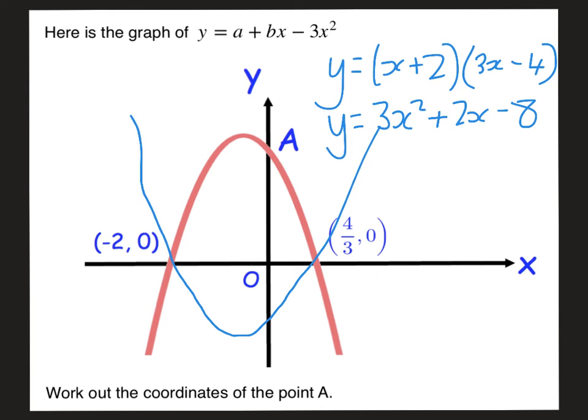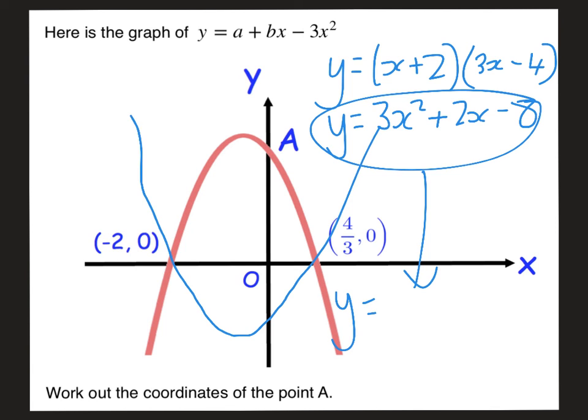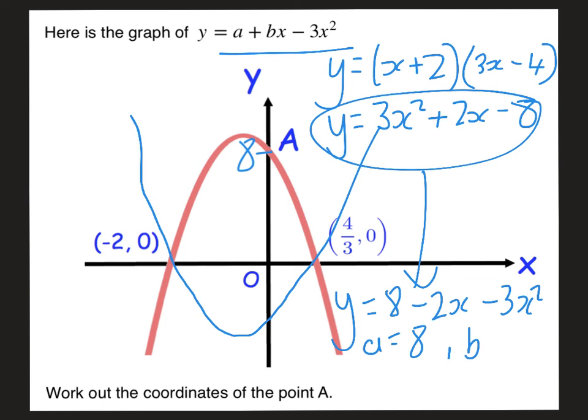Now, that's for the positive quadratic I've drawn there. So we know that we really want the negative version of that, because I'm going to turn it upside down. So y equals 8. So I'll put it in the form that it's shown there. Minus 2x minus 3x squared. So A is 8. So that would be 8 there on the y-axis. And B there is -2.